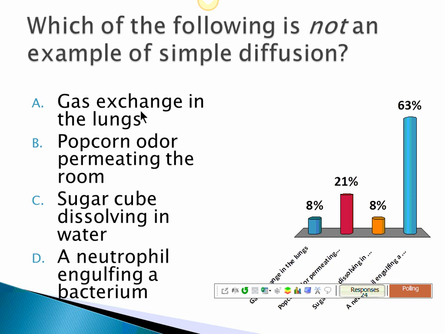Neutrophil engulfing a bacterium is an example of phagocytosis, right? We just saw that. So this is active transport. It uses ATP. It's not diffusion. Okay? So that was the correct answer.